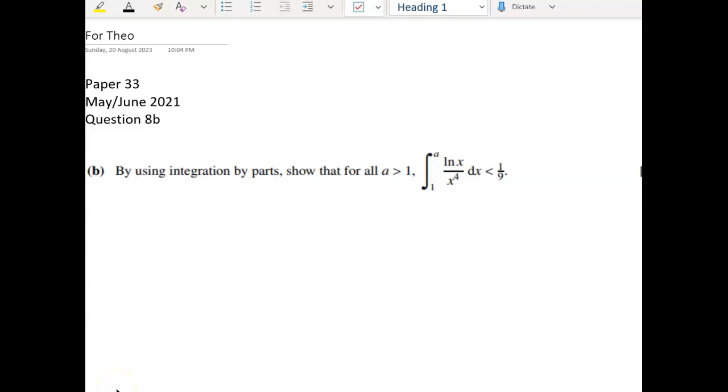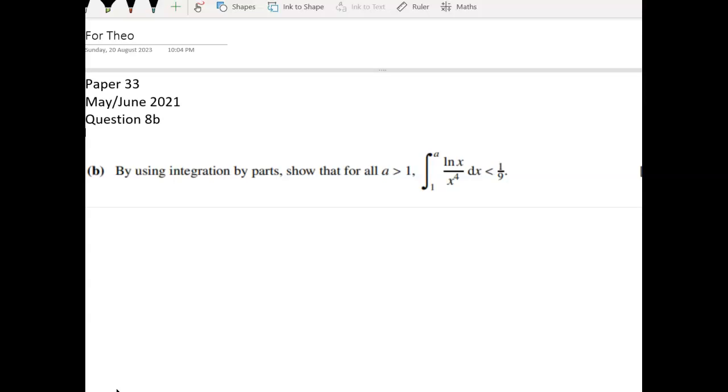Kia ora koutou. This is a question for Theo, and it's a nice integration by parts one with a little bit of a twist in the end. And it's from the May-June 2021 papers, so quite recent. And this is question 8b. I haven't done the rest because I wanted to keep this reasonably short.